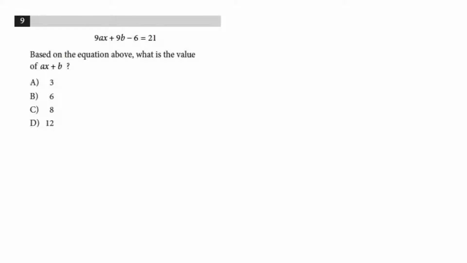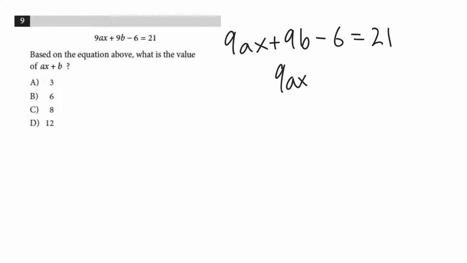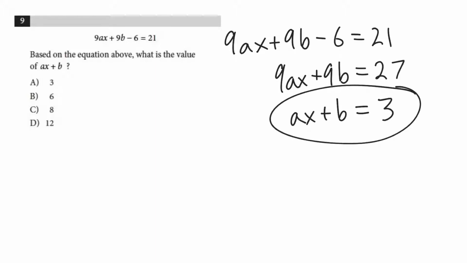So I'm going to start out with 9ax + 9b - 6 = 21. Add 6 to both sides, get 9ax + 9b = 27, and then divide everything by 9. I'll get ax + b, that's what we're looking for, equals 3. So we see that the value of ax + b is 3.